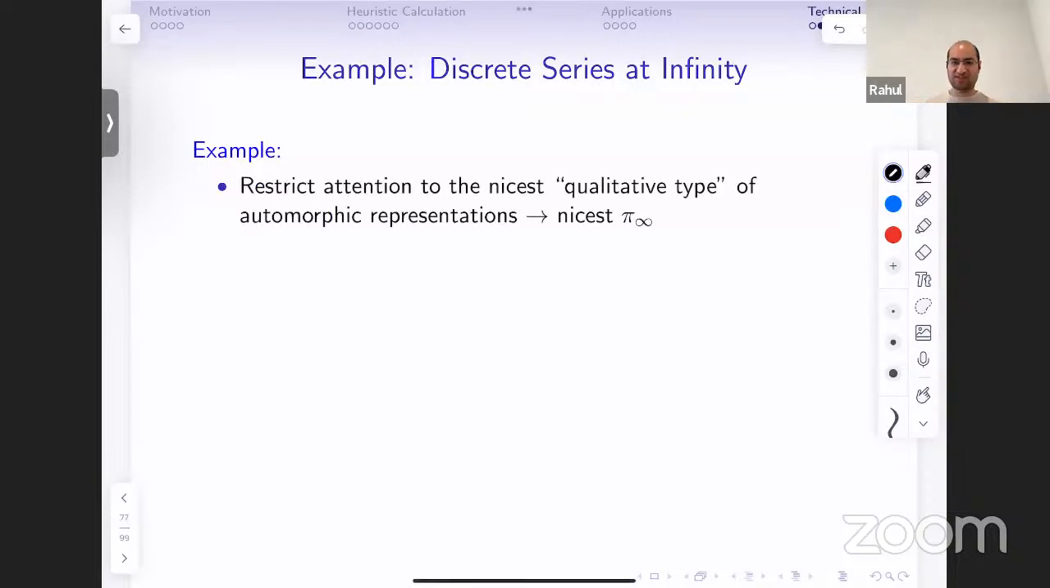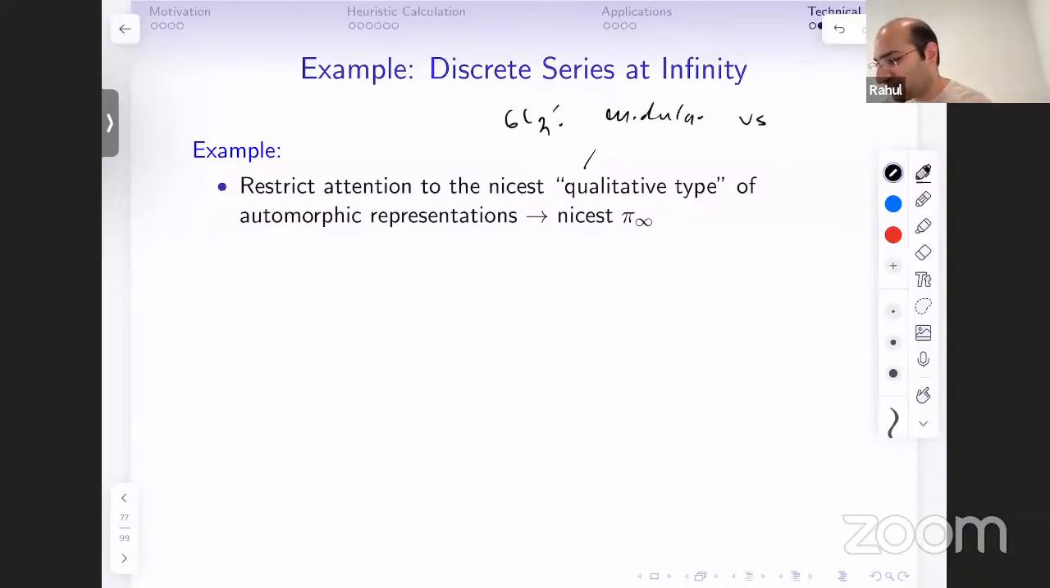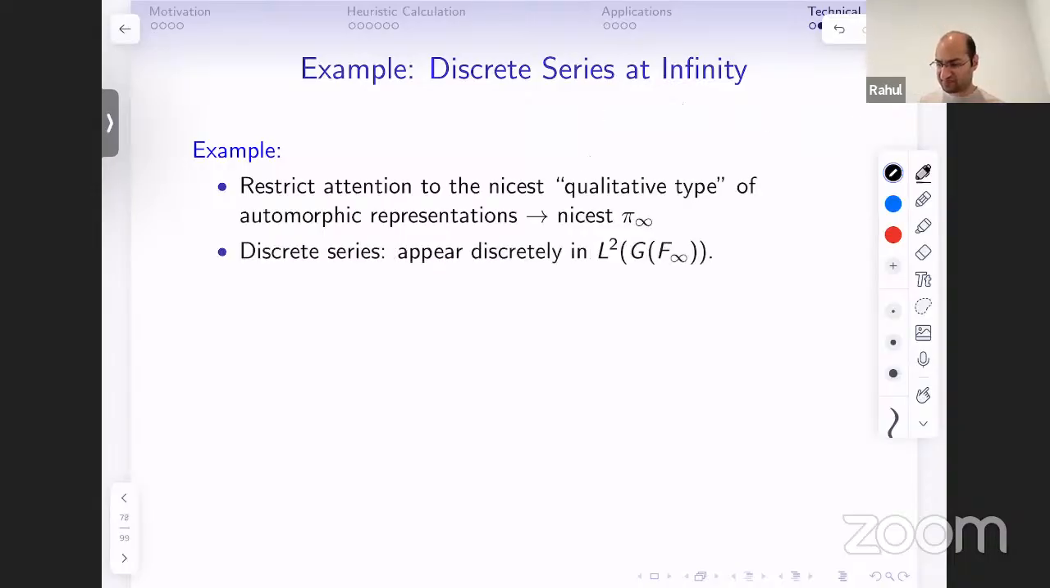So we should talk about these discrete series in general a little bit. Remember back at the beginning of the talk, there's this dictionary about the local components. And these pi infinities basically tell you the qualitative type of an automorphic representation. And a discrete series is the nicest possible kind of pi infinity. So you should expect that those correspond to the nicest possible kinds of automorphic representations. And on GL2, this is like modular forms versus Maass forms, right? So the modular forms are a lot nicer. So we're going to restrict our attention to these automorphic representations.